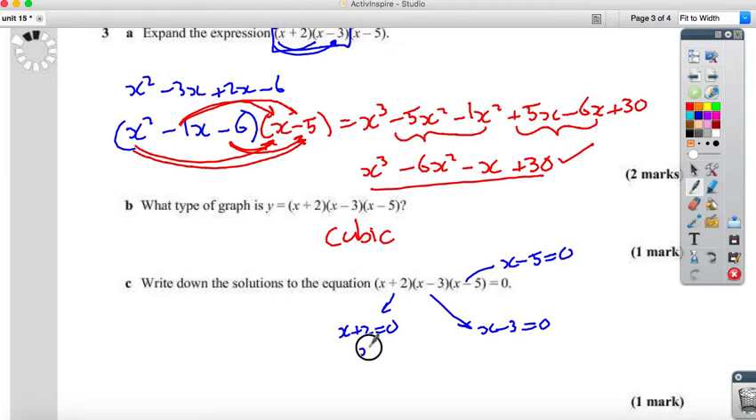The first place is when x equals, move the plus 2 across, minus 2 is one answer. It does say solutions, so it's expecting more than one. X equals positive 3, and here x equals positive 5. So you have these 3 solutions.